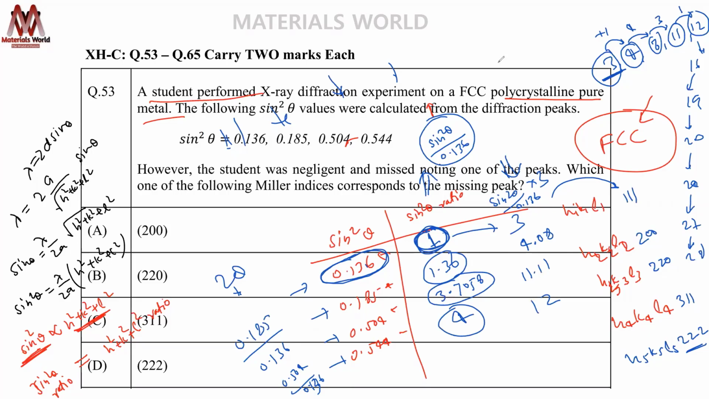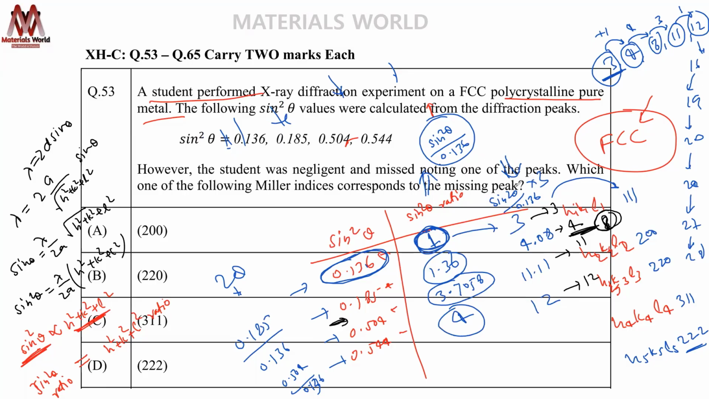So what is the nearest number, guys? You got your answer, I think. This is 3, this is 4, this is 11, this is 12: 3, 4, 11, 12. What are you missing? 3, 4, 8. You must have 8 here, right? That means that person has missed noting some sin square theta value in between. So what is the corresponding peak? The corresponding peak is 8.